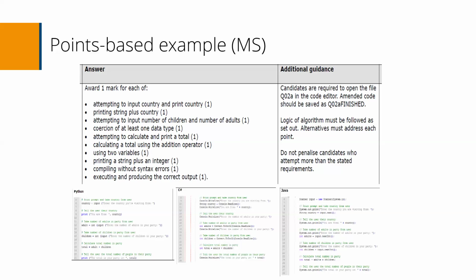So it is a mark for basically each bit of that. It doesn't mean that they haven't done the whole thing. It doesn't matter if there's something wrong at the start, but they got something right later on. They just get the mark. Pretty straightforward.